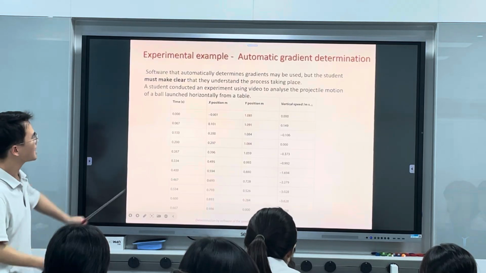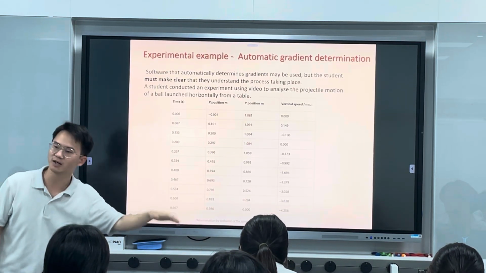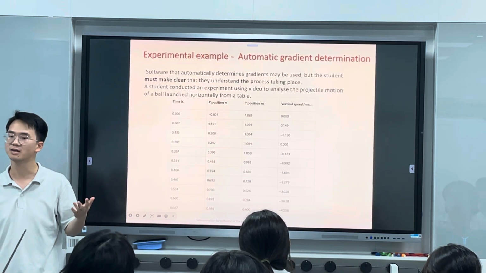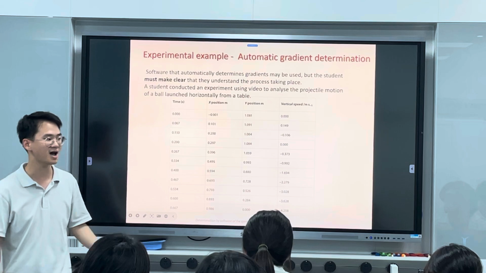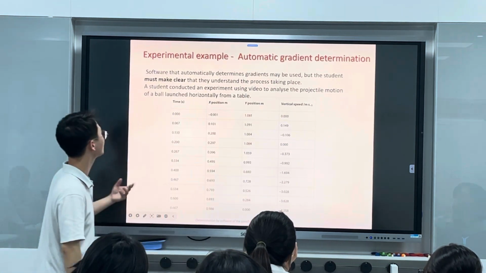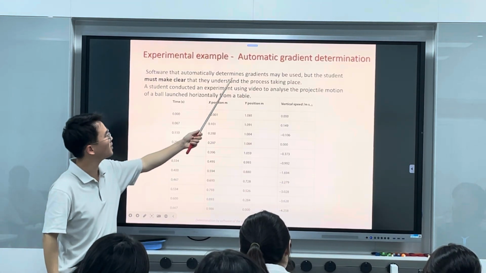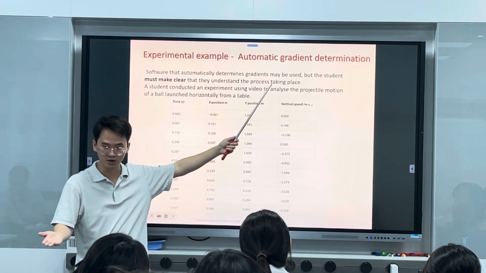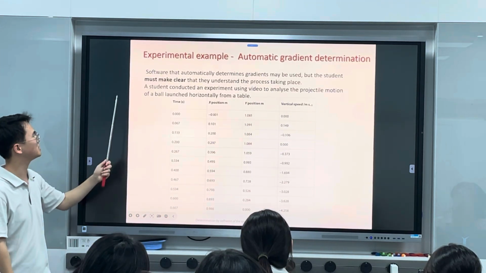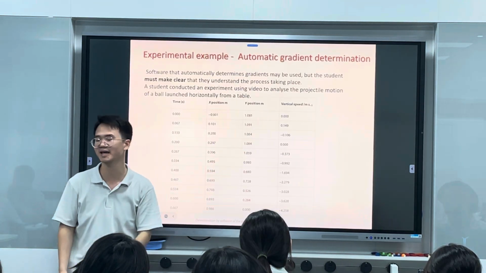Now, let's look at the automatic gradient determination. After we've done our data table, what's the next step to do? We need to generate the graph, right? We need to have the trend lines, right? So let's see what the requirements are. Software that automatically determines gradients may be used. It is allowed. However, you as a student must make clear that you understand the process taking place.